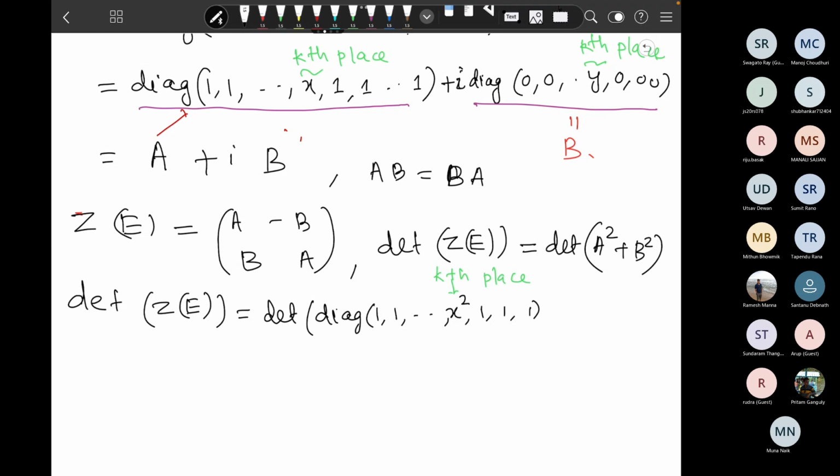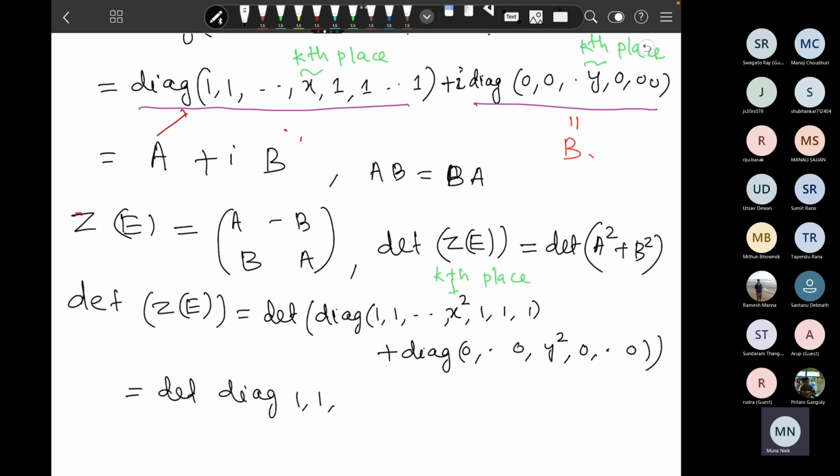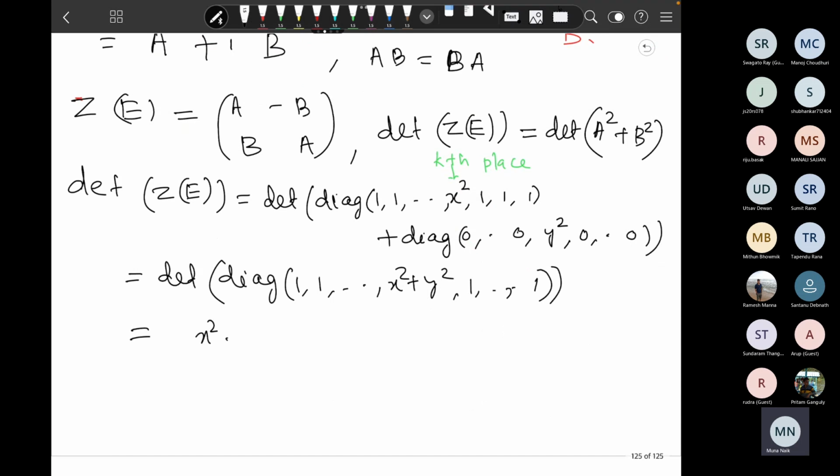plus the diagonal of 0 0 0 with y square and 0 0 0. So that will be the determinant of the diagonal of 1 1 1 with x square plus y square in the kth place, and 1 everywhere else. So that is simply x square plus y square, which is mod z square, and mod z is nothing but the determinant of E square. So this finishes the proof for type 3.